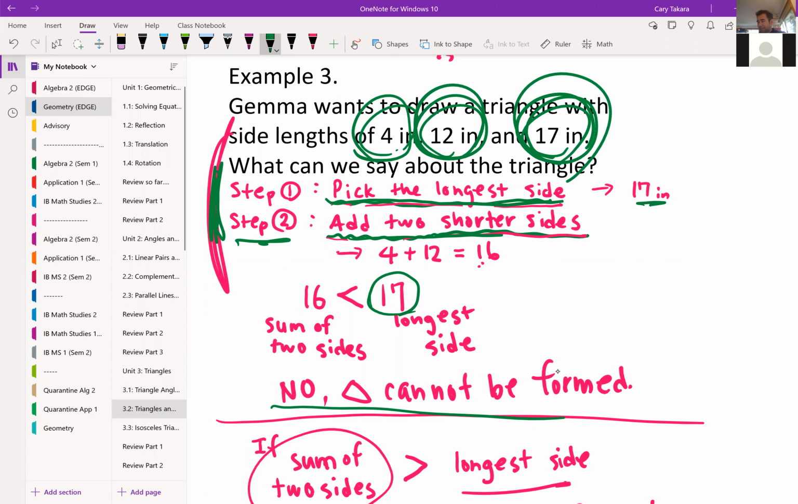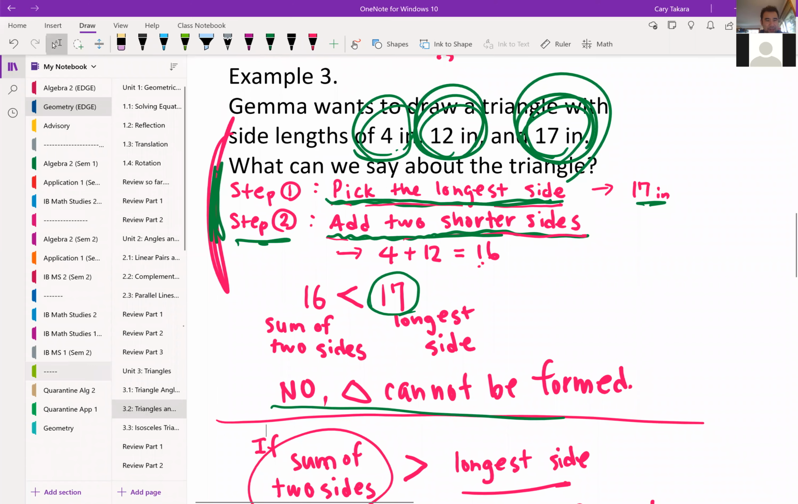It's like this. You've got a 17-inch on the bottom, and you've got a 4-inch and a 12-inch. If you try to create a triangle, it's not long enough, right? So 2 shorter sticks added together should be longer than the longest stick. That's what the rule is. This is the triangle inequality theorem. It's just a fancy name for this stick rule, okay?